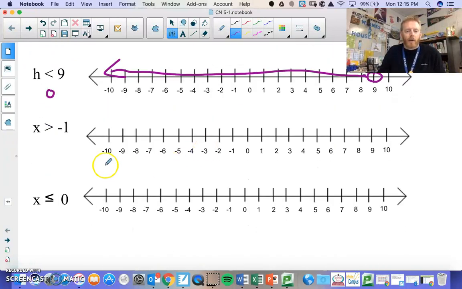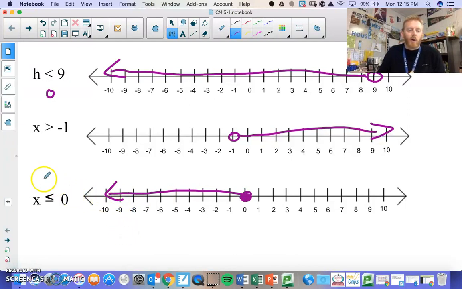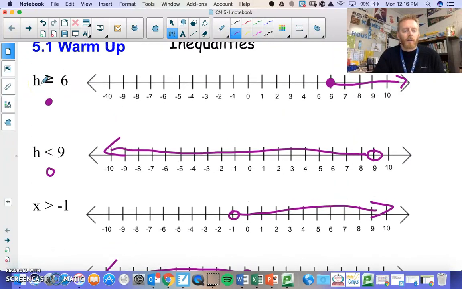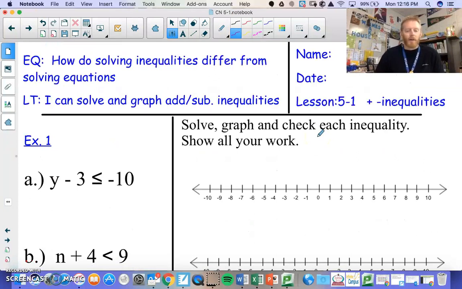X is greater than -1 for this one, so I have an open circle because it says greater than, and everything greater than it is to the right. And then for the very last one here, just warming up, we have another "or equal to," at 0, and my job is to shade things less than it, so that's to the left. Now we are always going to read our inequalities from our variable's point of view. So if it was switched around, we would say h is greater than or equal to 6 no matter what.